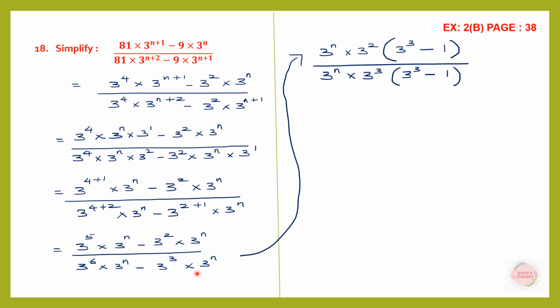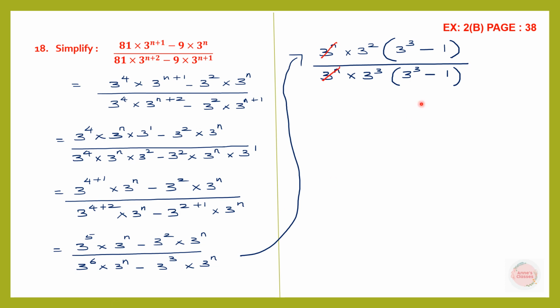Then the last one is 3 to the power of n, which is already outside. So now I have got it in this form. My work is going to become easier. Now, since all this is multiplication, we can cancel easily. So first I can cancel 3 to the power of n and 3 to the power of n. So let's cancel these two.